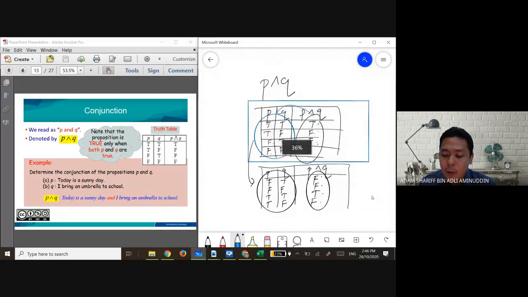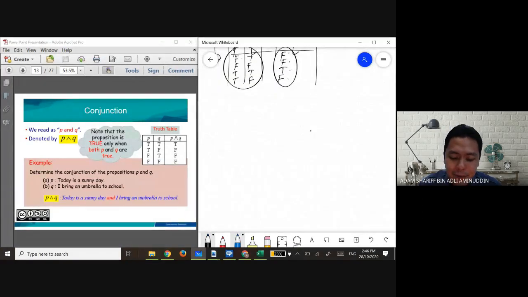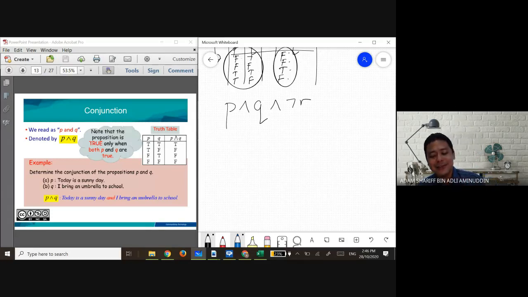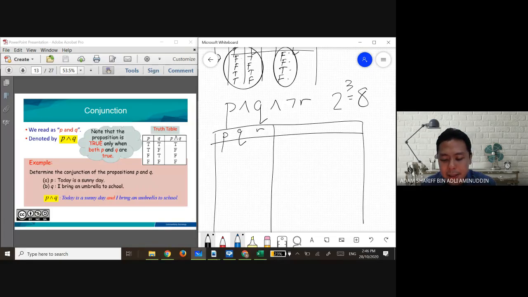Okay. What happen if you have more proposition? For example, if I have P and Q and not R. Okay. If you have 3, still use the same formula. You have 2 to the power of 3. You should have 8 distinct rows. And please use the same order of representation of the initial tableau there.